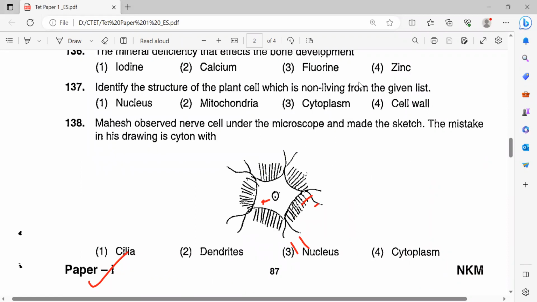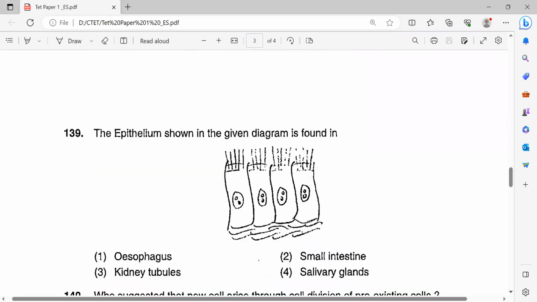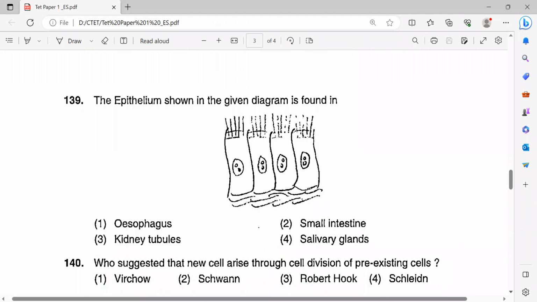Next, after this cilia, the epithelium shown in the given diagram is... epithelium is a surface tissue. In animal tissues, epithelial tissue is the first tissue, a surface tissue whose main function is protective. There are 3 types of epithelium: squamous epithelium, columnar epithelium, and cuboidal epithelium. If cilia or hair-like structures are present, those are called ciliary cuboidal epithelium, ciliary columnar epithelium.